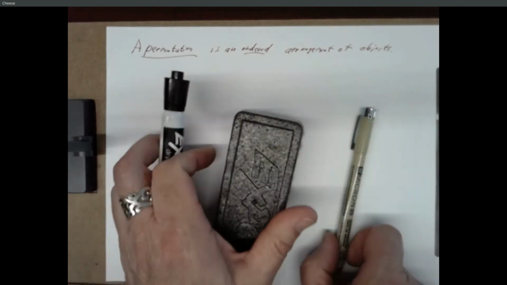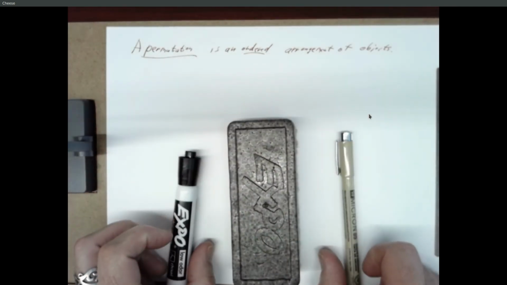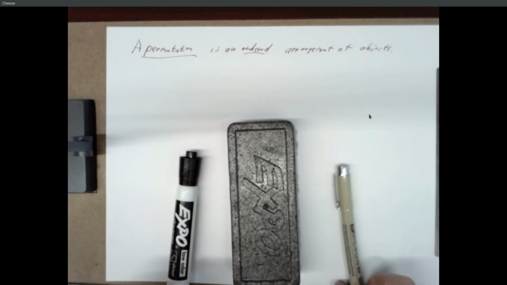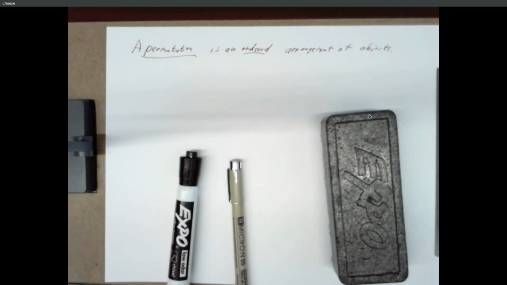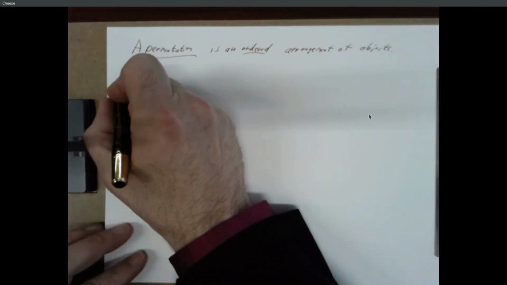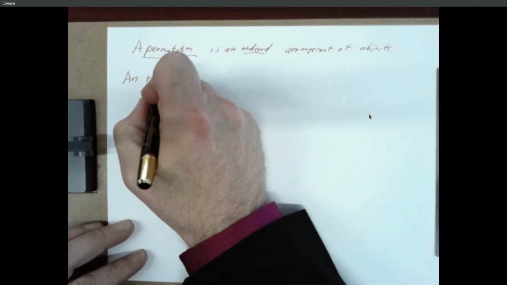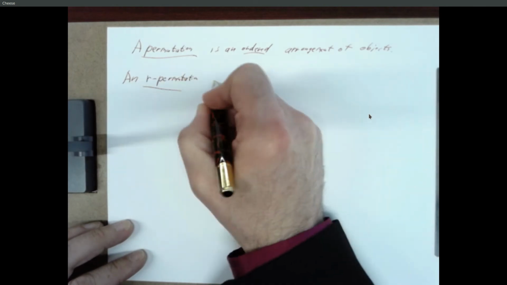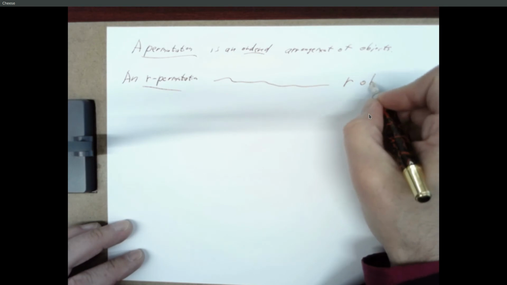So I've got a pen, a marker, and an eraser. There's a permutation of it. Okay, marker, eraser, and pen. This is a different permutation. This is a different permutation. An R permutation is an ordered arrangement of R objects.